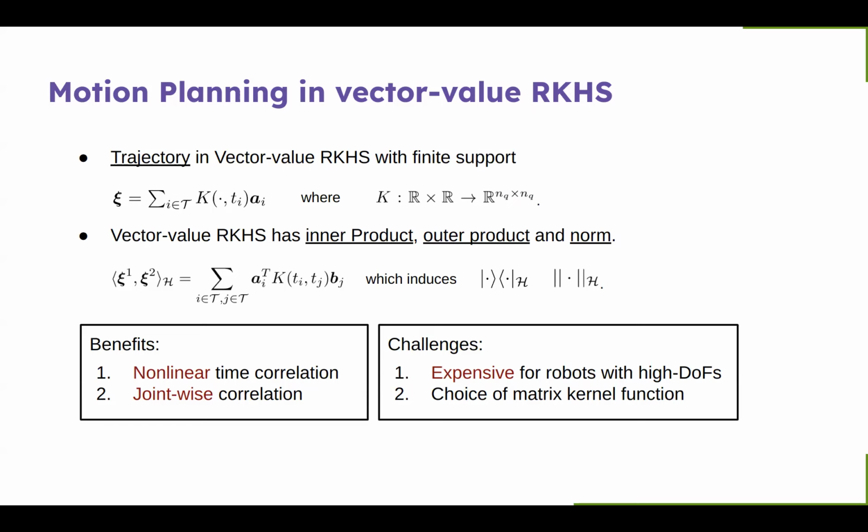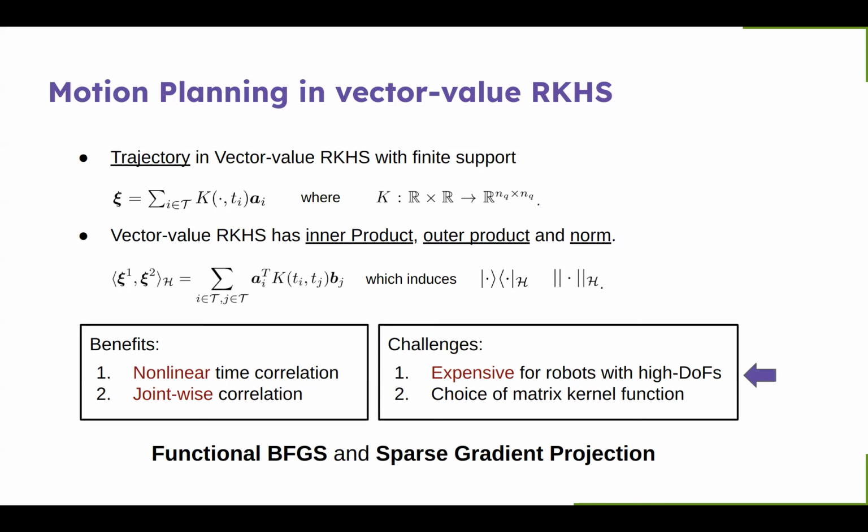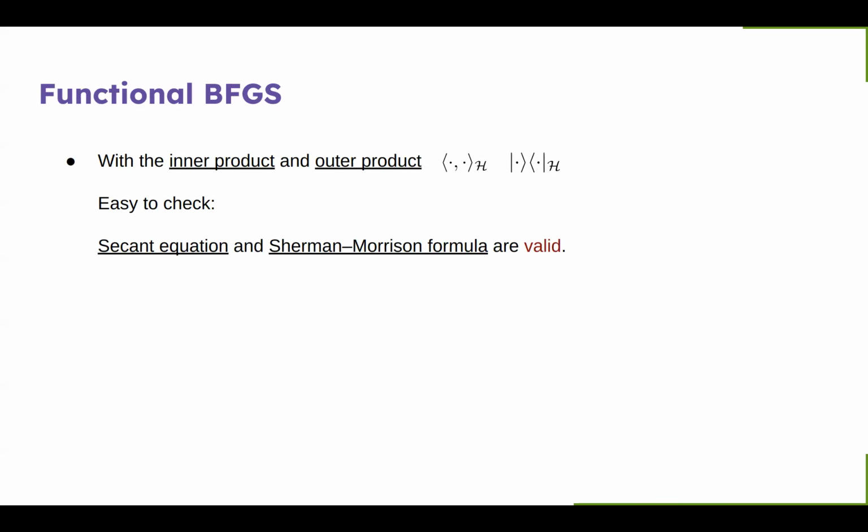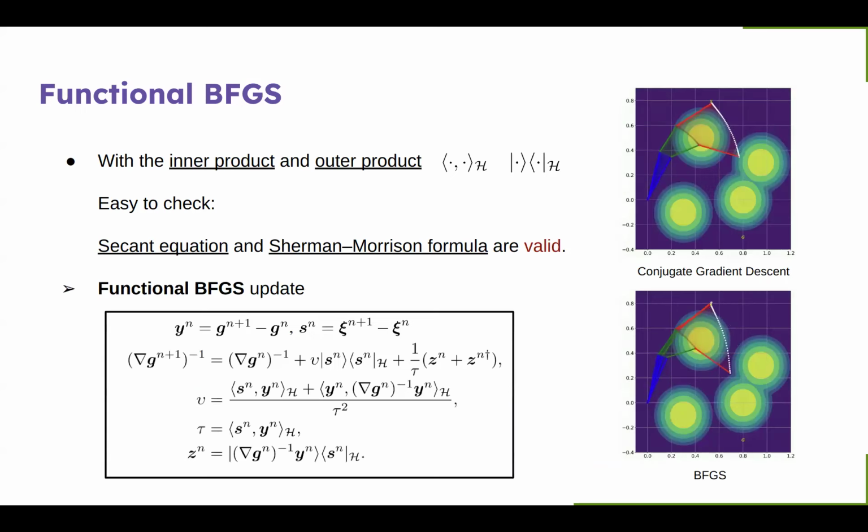But this approach is very expensive for robots with a high number of degrees of freedom, and the choice of matrix kernel function is very challenging. So we mainly focus on the first challenge, and we propose to use functional BFGS and sparse gradient projection to mitigate this issue. With the inner product and outer product in Hilbert space, it's easy to check that the second equation and the Sherman-Morrison formula are both valid, which are the prerequisites for the BFGS technique.